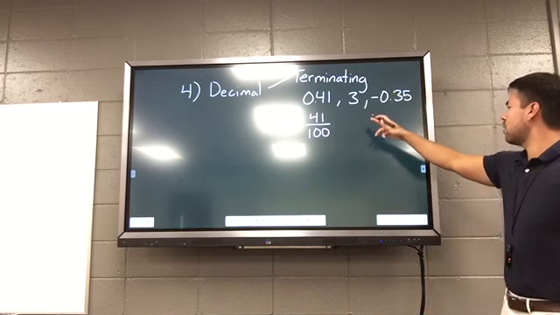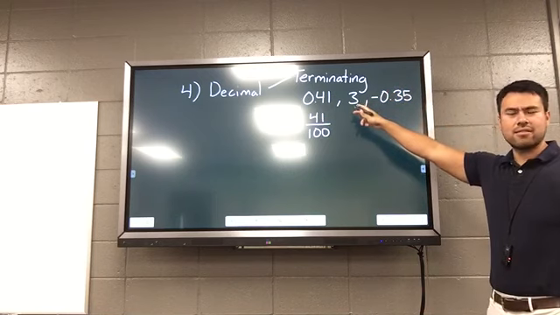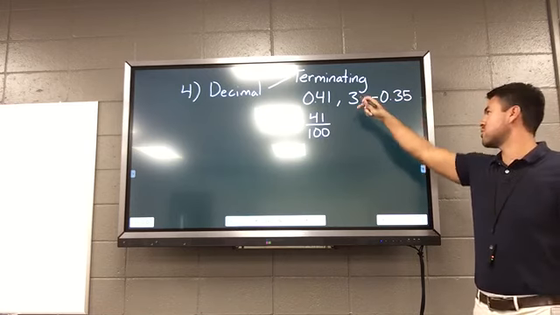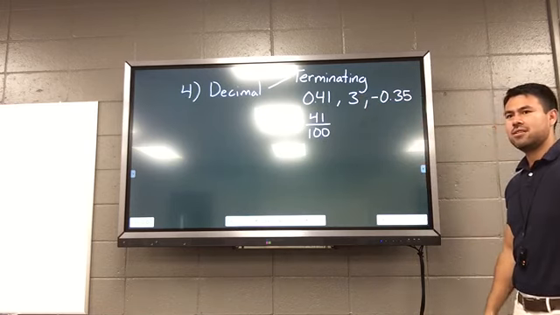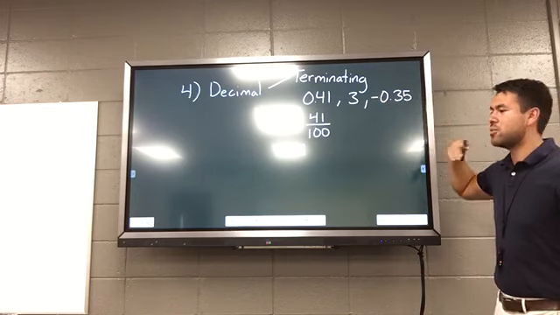Okay, and then we know, wait, 3? That's not a rational number. Melissa, what's a fractional version of 3? 3 over 1. But negatives, that's impossible. Negative 35 over 100, which you could reduce.